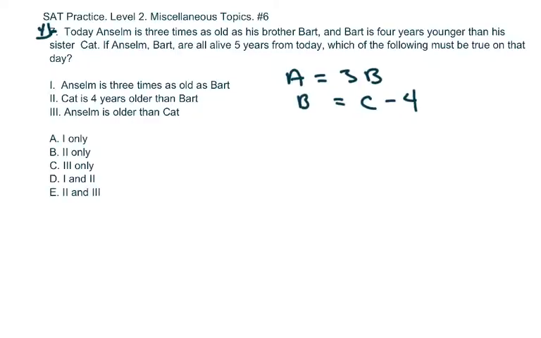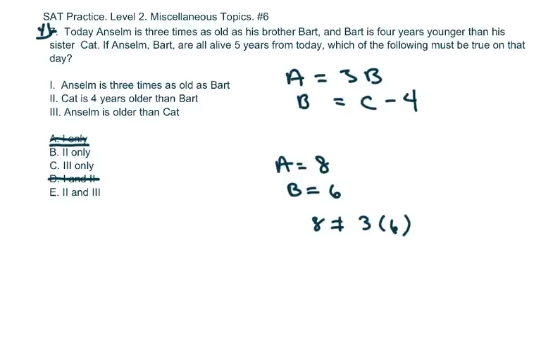If A is 3 and B is 1, then in 5 years A would be 8 and B would be 6. Then 8 does not equal 3 times 6. So basically we can eliminate A and D because they have 1. 1 doesn't work.